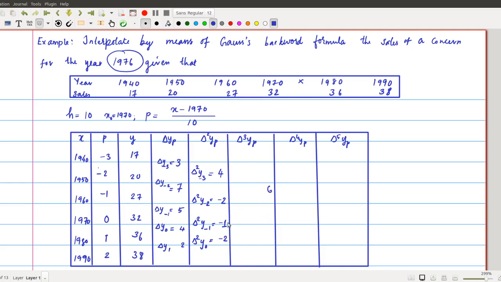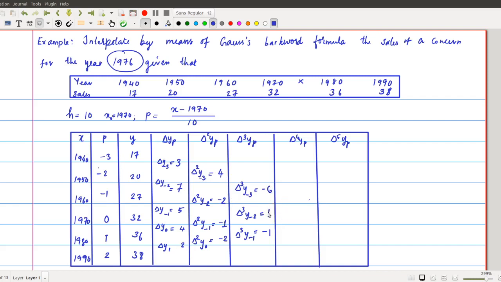these two, -1 minus of -2. So we have 1 here, and -2 minus of -1, so that is -1. So this is our delta cube y minus 3, and this is delta cube y minus 2. This is delta cube y minus 1. Okay, now take the difference, fourth order difference, that will be 1 minus 6, sorry, this is our -6, that is -2 minus 4, that is -6, 1 minus 1.